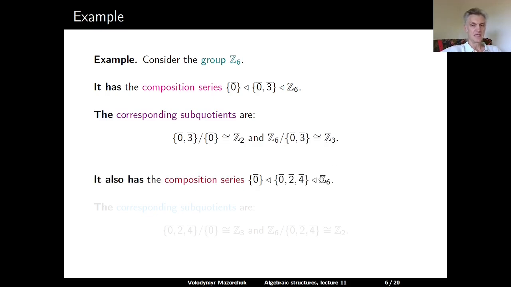On the other hand, Z6 has a subgroup which consists of all elements divisible by 2, so 0, 2, and 4. And now we have the composition series which starts from the identity, then goes to the subgroup 0, 2, and 4, and then Z6. And now the first subquotient is a 3-element group, so it's isomorphic to Z3, and the second subquotient is a 2-element group isomorphic to Z2. So we have two different composition series, but we see that the subquotients are the same up to permutation. So that's an illustration of the Jordan-Hölder theorem.